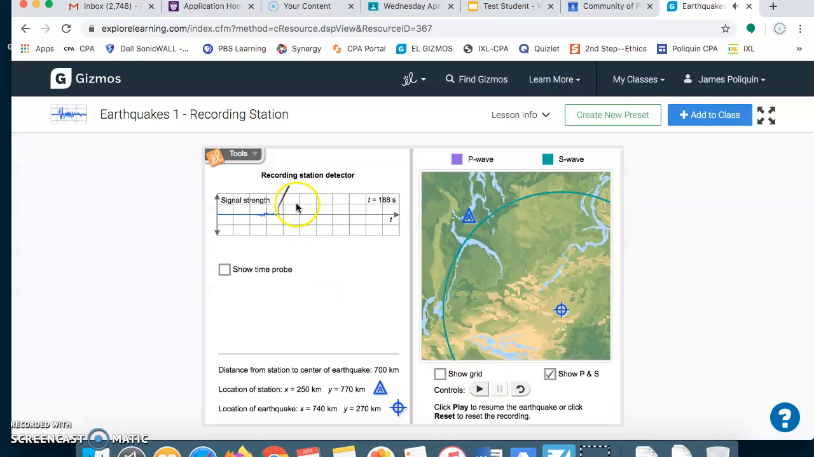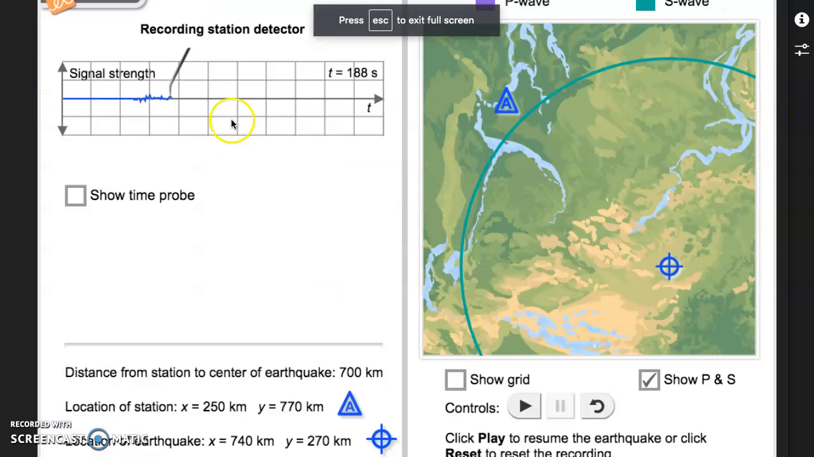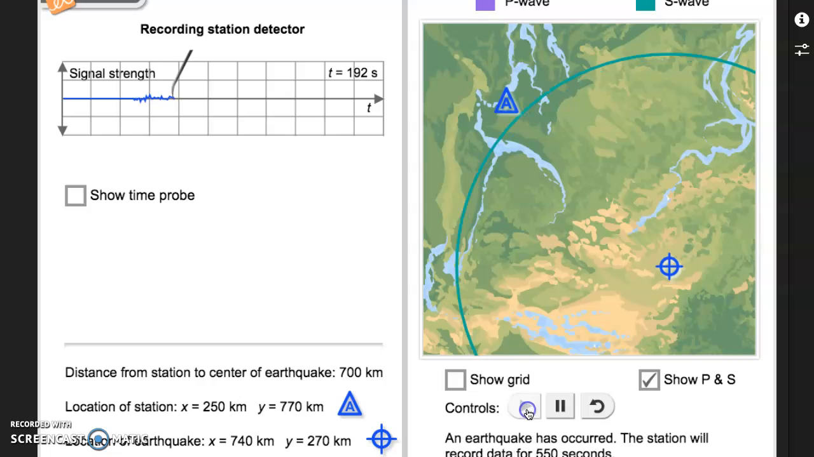All right, and notice these lines here. Those lines, the bouncing up and down, shows the signal strength. That's kind of like how hard or how strong or how much energy that earthquake wave, seismic waves carries, how much energy it has, destructive force. And then look, the S wave hasn't hit yet, so we haven't seen the S wave hit.